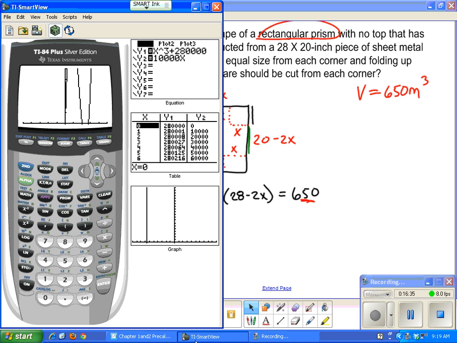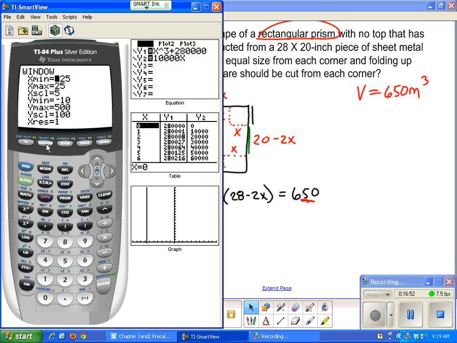And our x value is going to be positive, but certainly no more than 20 because we can't take 20 off. It actually can't be more than 10 because if we're cutting that amount out of each side, then we can't go more than halfway, or we can't even go halfway. There would be no side. So let's go to our window, and we're going to take this from -5 up to 20, which is way too much. We should only make that 10. And then a scale of 5 is fine. And then our minimum at -10, that's fine. It's going up to 650, so maybe we'll go to 750 here, so we can see.